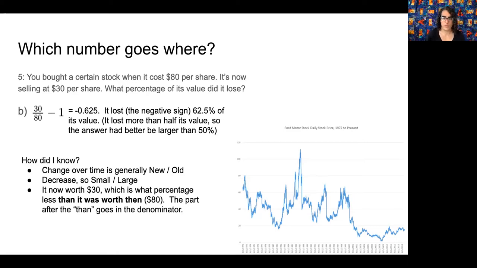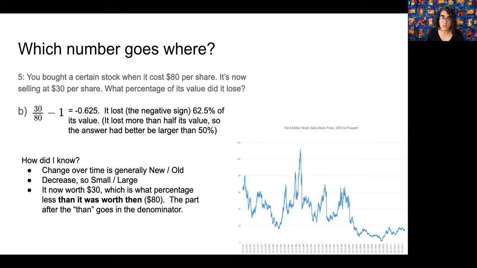Now, how did I know it was 30 over 80 and not the other way around? There are 3 different ways I could think about this one. You're looking at change over time. It's usually the newer value over the older value. So I bought it at 80, that's the old value. It's now worth 30, that's the newer value. This doesn't help if you're not looking at time, but you often are, so that's a good kind of rule to have in mind.